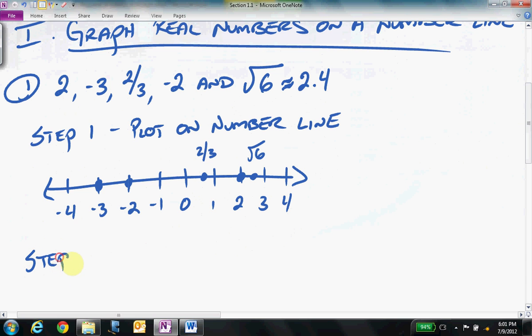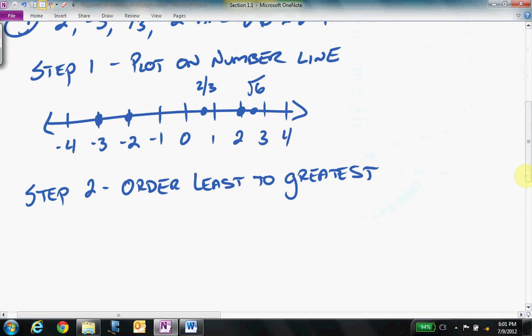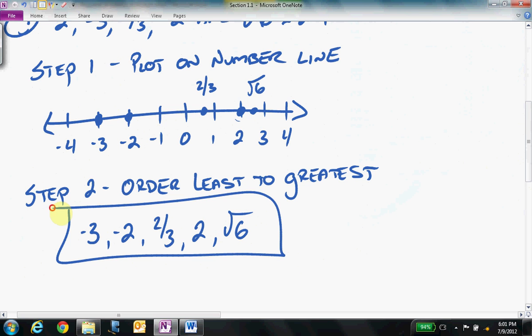So step 2, which is ordering from least to greatest, this step is quite simple. So I'm just going to go left to right, and I first see I've got a -3. Keep going, I see I have a -2. And as I keep going, my next one is 2/3. Then I see I have 2. And lastly, my square root of 6. And my numbers are now ordered from least to greatest. So that's graphing real numbers on a number line.